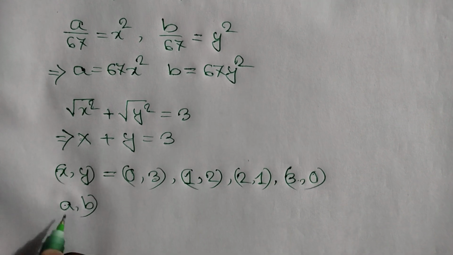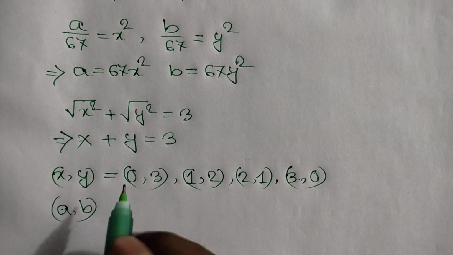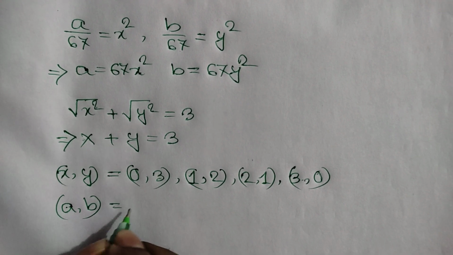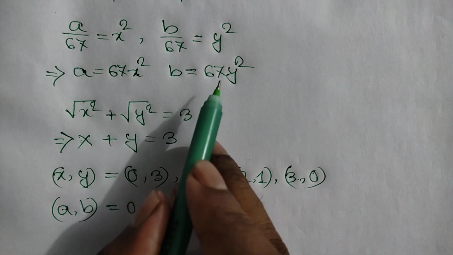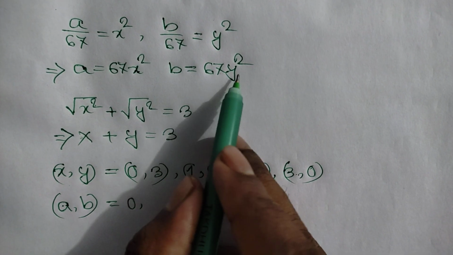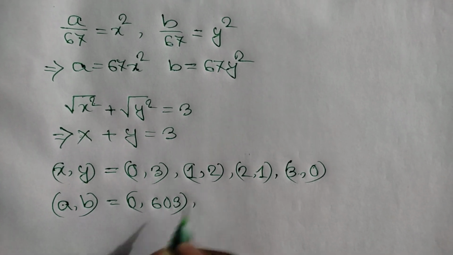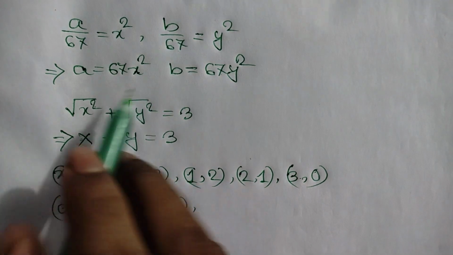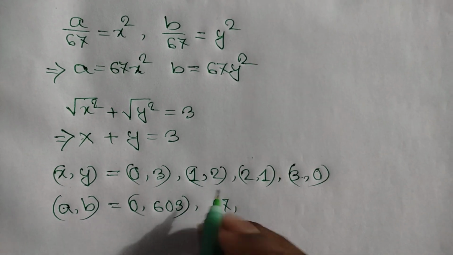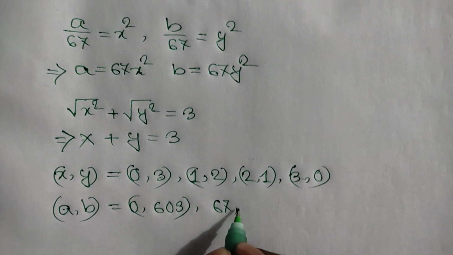Now the values of A and B will be: when x is equal to 0, then A is equal to 0, and when y is equal to 3, then B is equal to 67 times 3 square, so it will be 603. When x is equal to 1, then A is equal to 67, and when y is equal to 2, then B is equal to 67 times 2 square, so it will be 268.